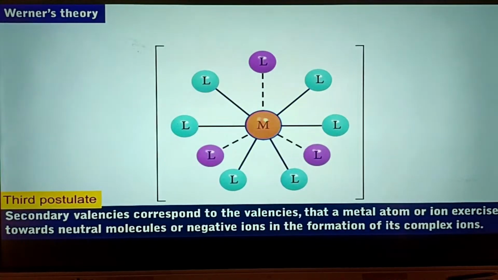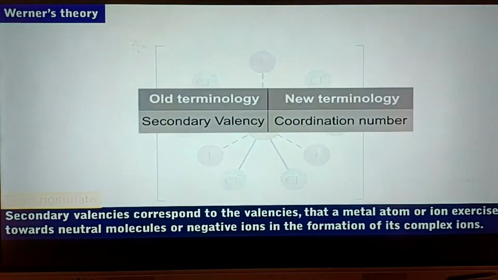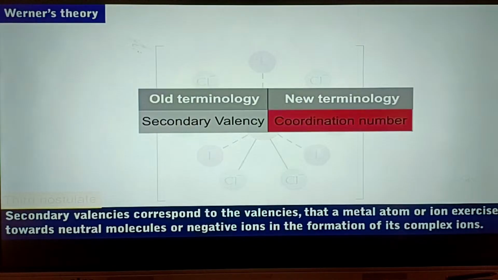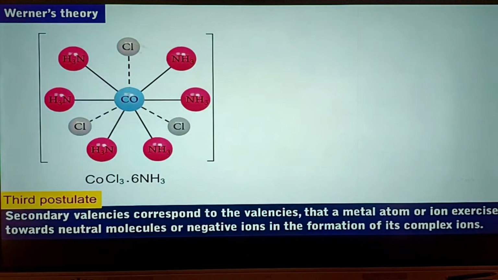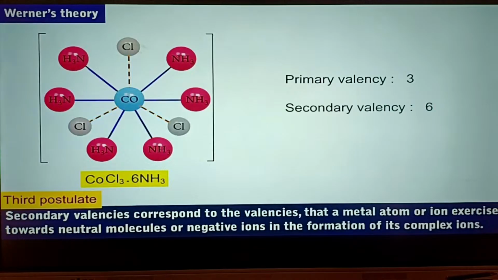Secondary valencies are non-ionizable. They are satisfied by neutral molecules or negative ions. The secondary valency is equal to the coordination number of the metal. For example, in the complex CoCl3·6NH3, the 3 chlorides are held by primary valencies, and the 6 ammonia ligands are held by secondary valencies.